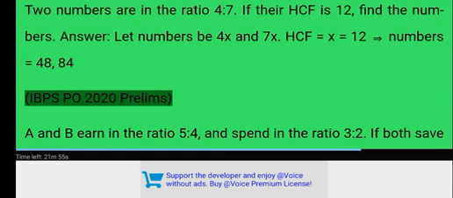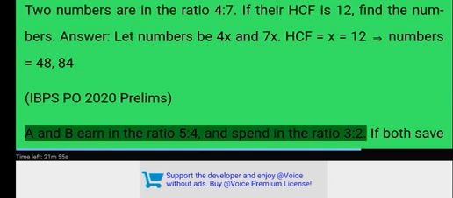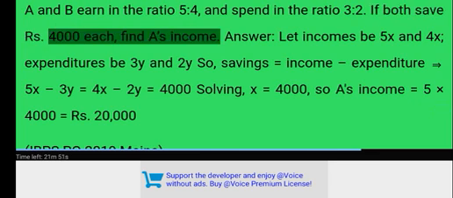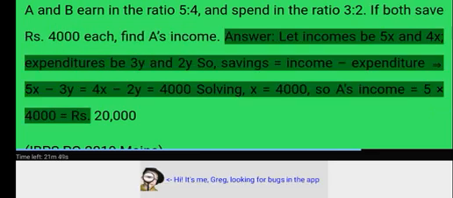IBPS PO 2020 prelims. A and B earn in the ratio 5:4, and spend in the ratio 3:2. If both save Rs. 4,000 each, find A's income. Answer: let incomes be 5x and 4x, expenditures be 3y and 2y. So, savings equals income minus expenditure, so 5x minus 3y equals 4x minus 2y equals 4,000. Solving, x equals 4,000, so A's income equals 5 times 4,000 equals Rs. 20,000.